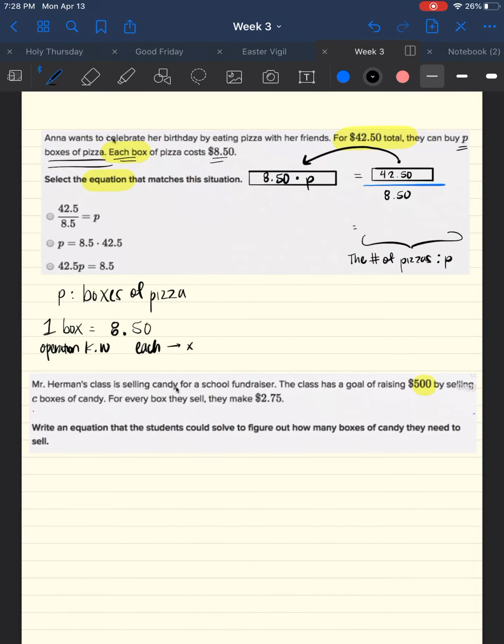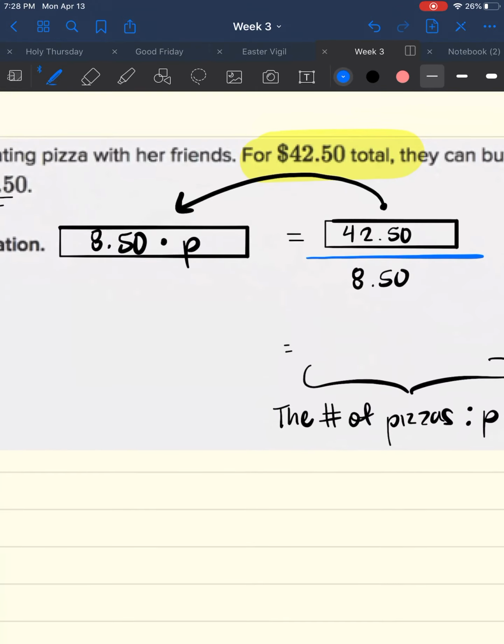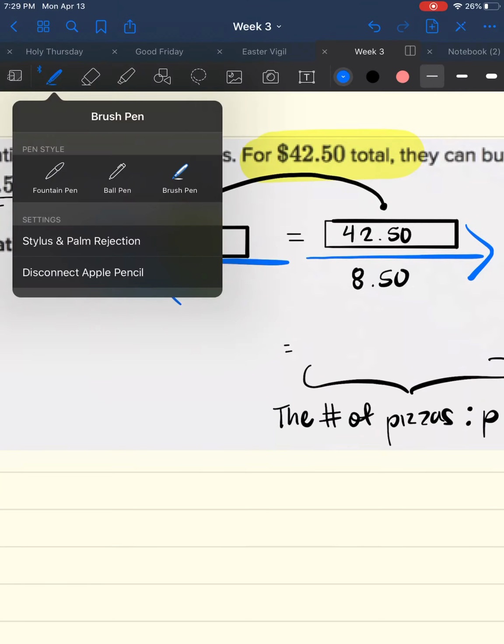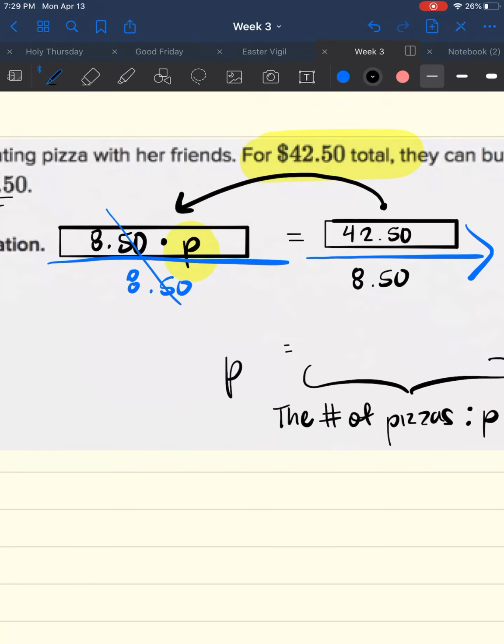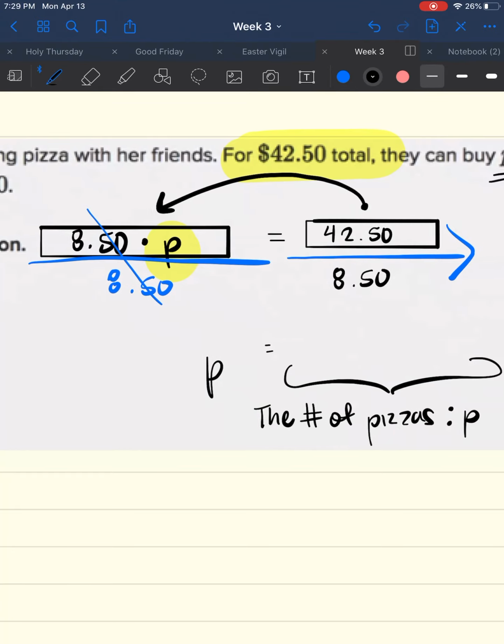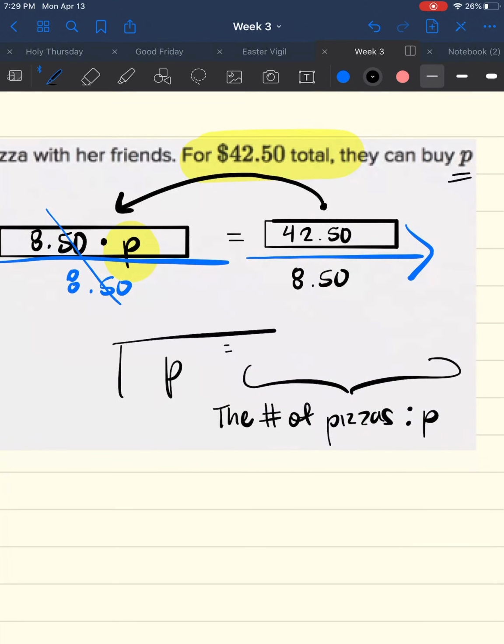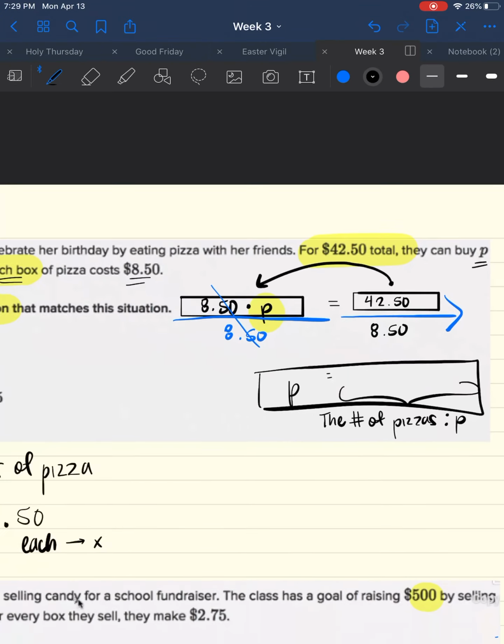Now that we have that, technically if you look at this, how did I get to divide by 8.50? Well, I obviously want to get P by itself, but I'm being multiplied, so I divide both sides by 8.50, which is how I ended up dividing over here on this side. I'm left with this. The left side now remains with P, and whatever 42.50 divided by 8.50 is what my solution would be in the end.